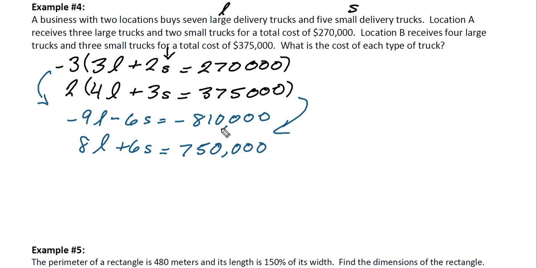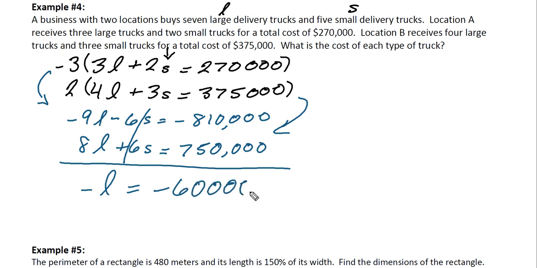Now we're going to combine these. So the S's are going to be eliminated because we have a set of opposites here. Now, in terms of the L's, negative 9L plus 8L is negative L, or negative 1L. And then when we combine these, negative 810,000 plus 750,000, we get negative 60,000. To get rid of that negative, we can just divide by negative 1 or multiply by negative 1. And that brings us to a cost of $60,000 for a large truck.